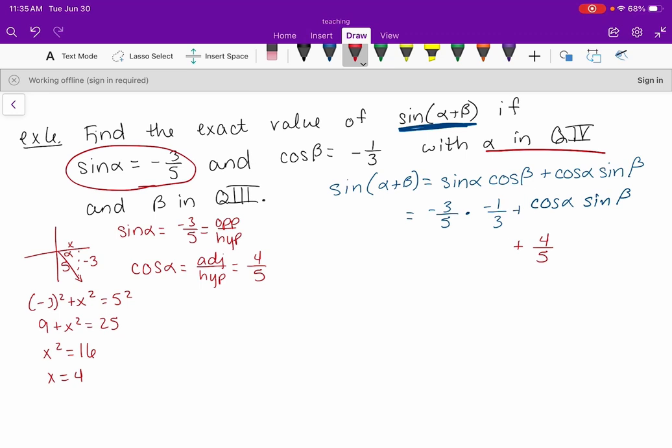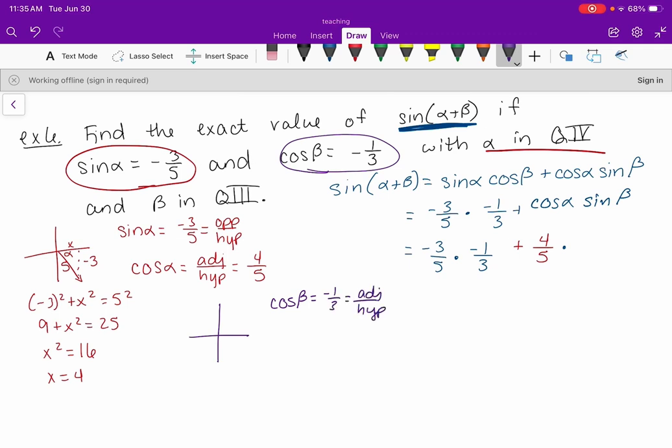Now I need to go get my sine beta. So let me use another color for this. I'll do purple. So for sine beta, I'll write it right here. I have cosine of beta. Remember, cosine is adjacent over hypotenuse. It also says beta is in quadrant 3, so I have quadrant 3, beta, make my triangle. Adjacent side is negative 1, hypotenuse is 3. I can find my missing side using the Pythagorean theorem.